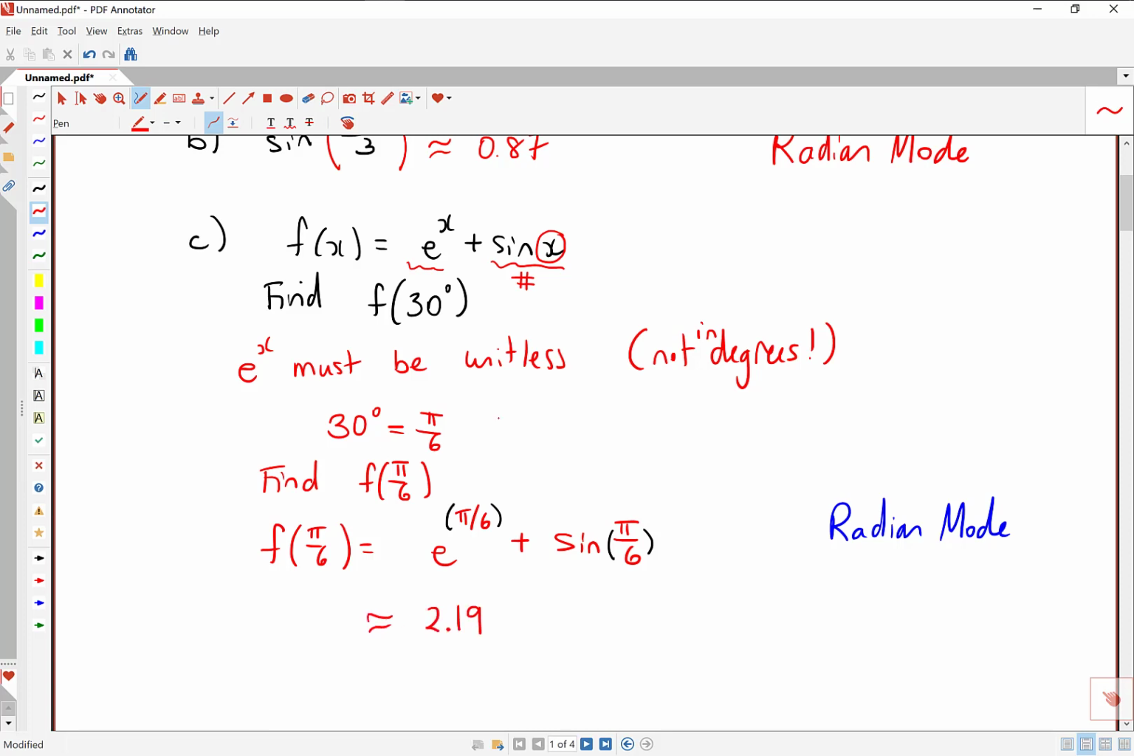And hopefully this example shows you why you can't get around working with radians. There are many examples where you're trying to add a trig function to some other type of term, and radians is the only way to do that. So that's it for our trig review, and hopefully that helped you brush up on the important trig concepts that we'll be using in this course.